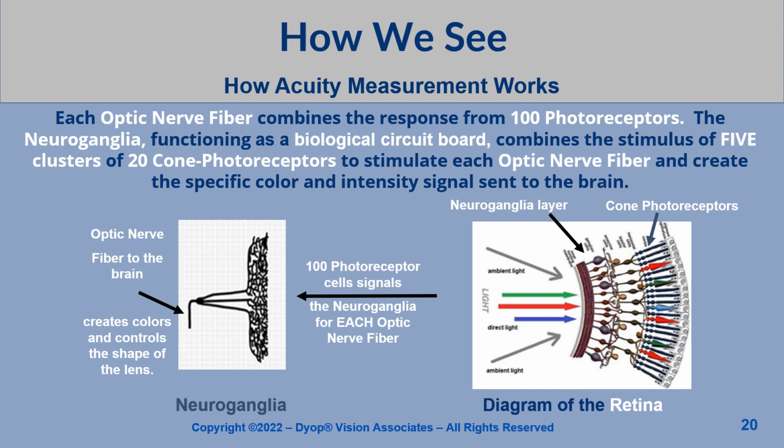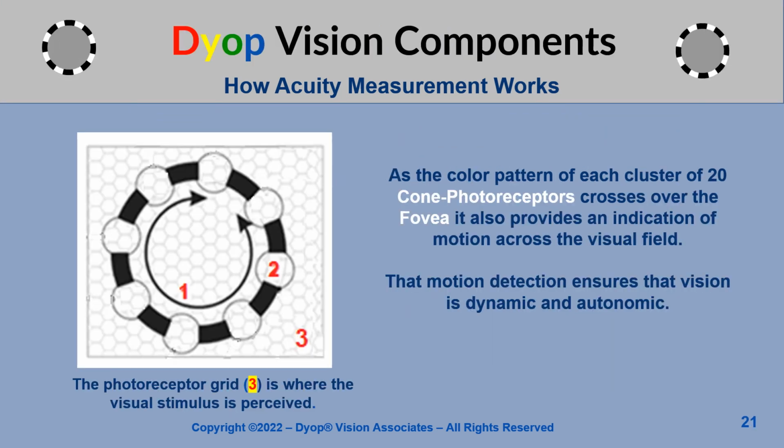Since each optic nerve fiber combines the response from 100 photoreceptors, then the neuroganglia is functioning as a biological circuit board to combine the stimulus of 5 clusters of 20 cone photoreceptors to stimulate each optic nerve fiber to then create the specific color and intensity of the signal sent to the brain. As the color pattern of each cluster of 20 cone photoreceptors crosses over the fovea, it also provides an indication of motion across the visual field. That motion detection ensures that vision is dynamic and autonomic.